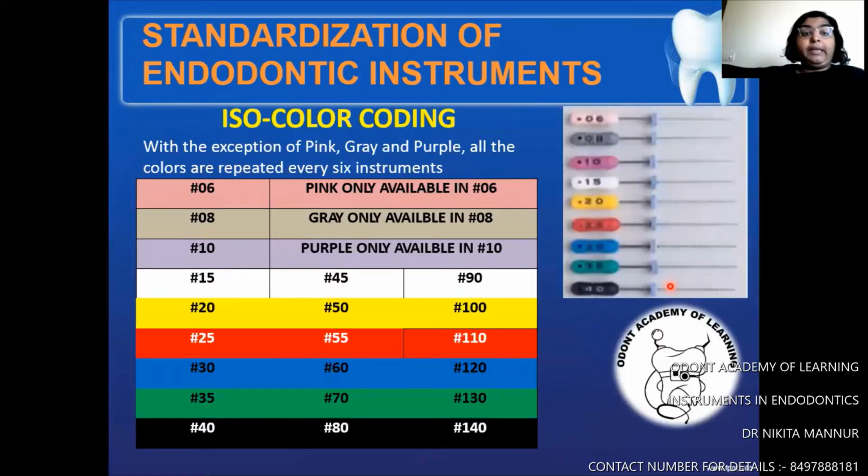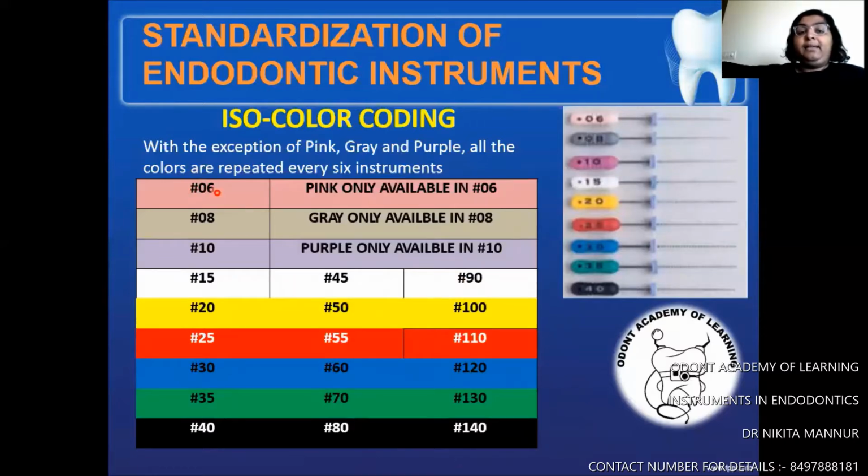Coming to the color coding, with the exception of pink, gray, and purple, all the other colors are repeated in every 6 instruments. So this was introduced later, the 6, 8, and 10 numbers. It started from 15 initially. So 15 is white, 20 is yellow, 25 is red, 30 is blue, 35 is green, and 40 is black. And the same thing repeats again from 45 to 80, and again from 90 to 140.